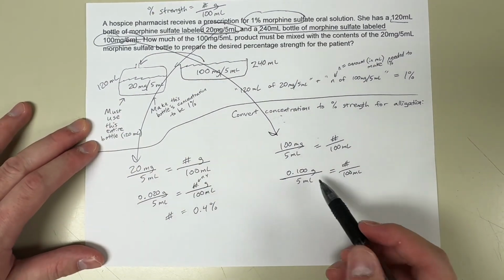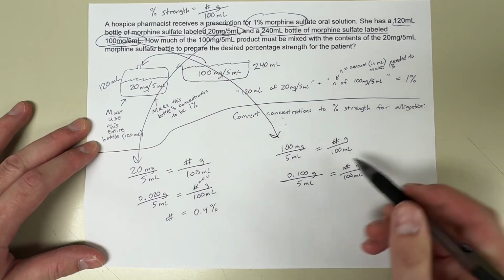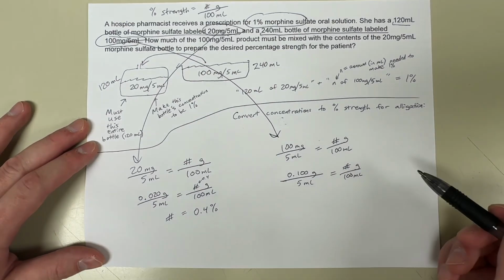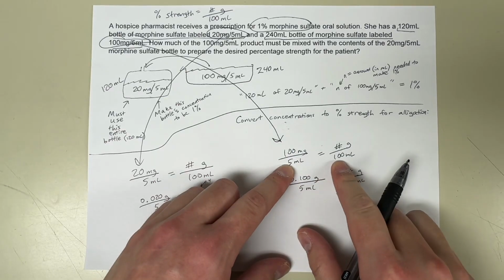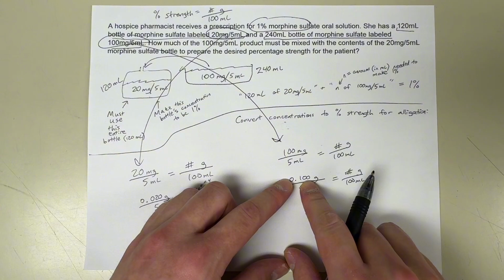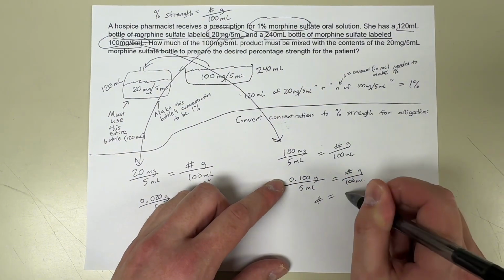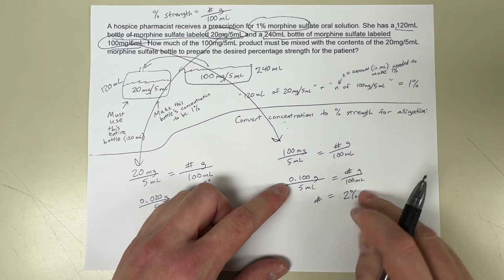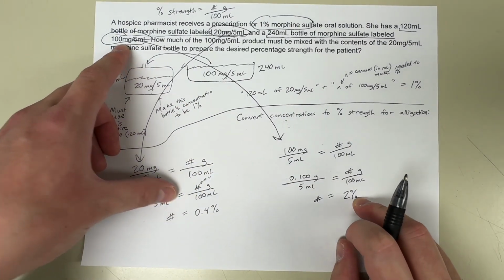So you can solve this number here by cross multiplying, or you can do what I do. In order to get 5 milliliters to 100, multiply it by 20. So I'm going to do the same thing with the numerator: this 0.1 gram, multiply it by 20. So then our percent strength here is 2% for this 100 milligram per 5 milliliter concentration. Right.